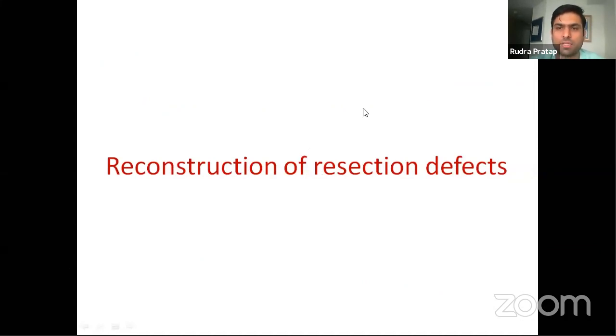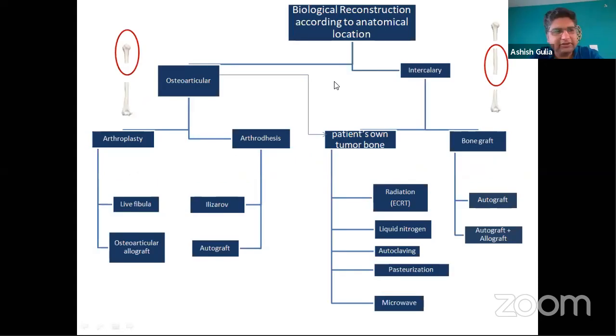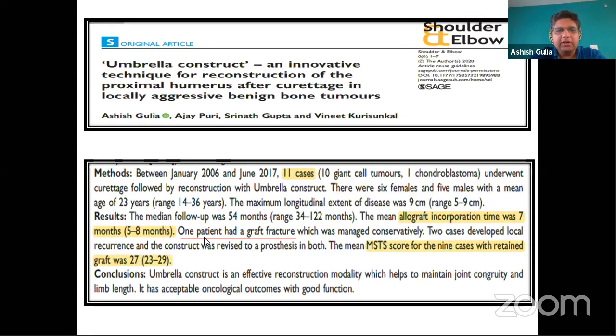Now discussing about the resection options in resection defects. Rudra, we will stop here. We will stop here. Okay. Yeah. So just go back. Go back one slide. Okay. So no, that's okay. You can.